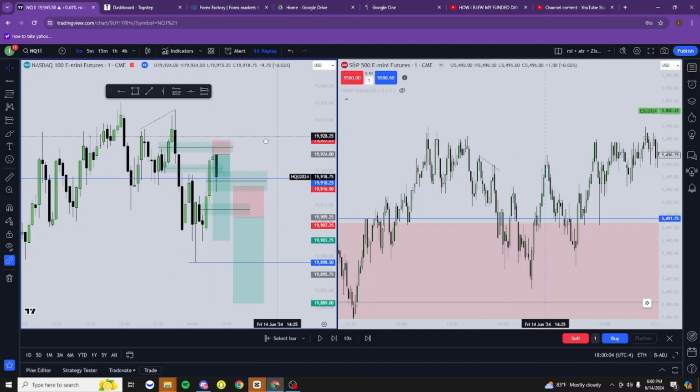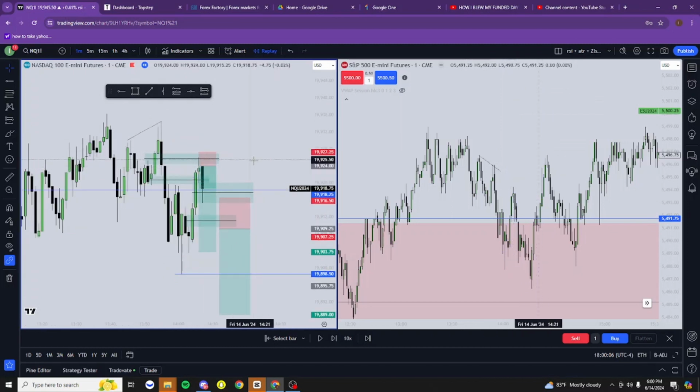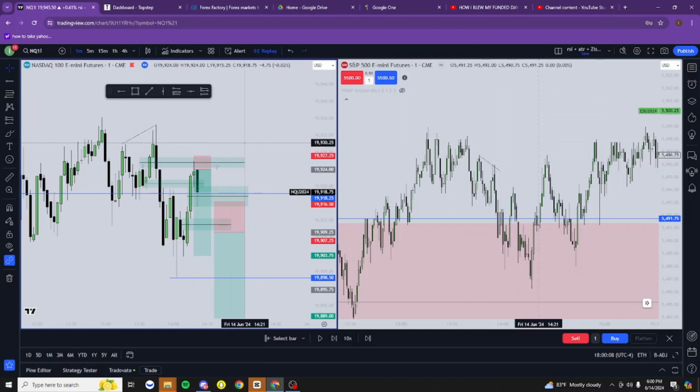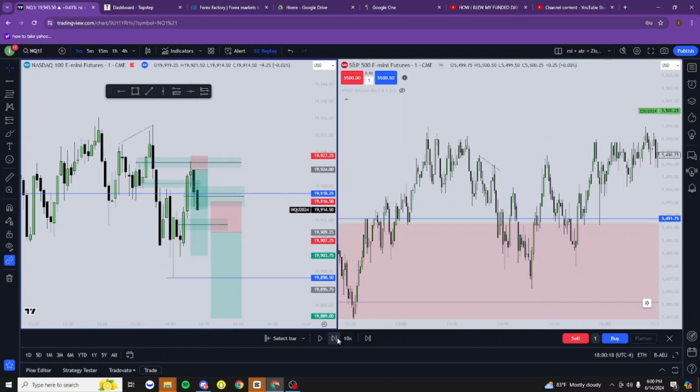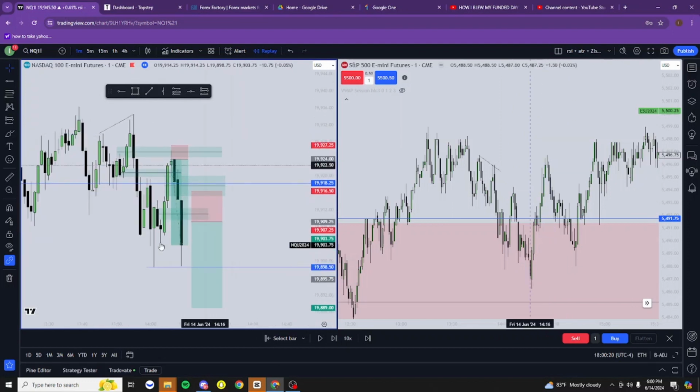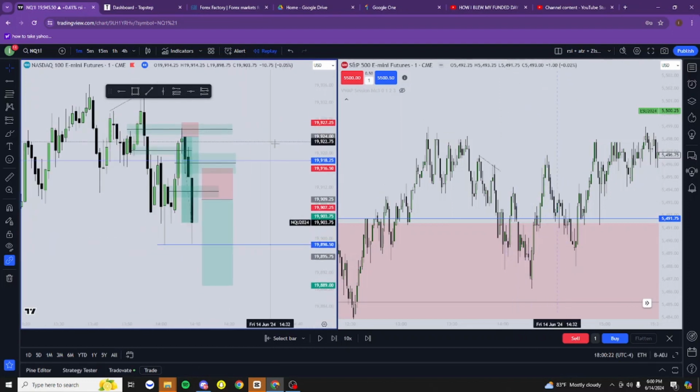Price comes up, start to get a reaction off of it, entered once we closed outside of this gap. Right? You want to see a close outside. You don't want it to be inside. You don't want it to be above. If you're going short, you want the close to be below. We closed below. I got in. Was able to catch this trade to the downside.